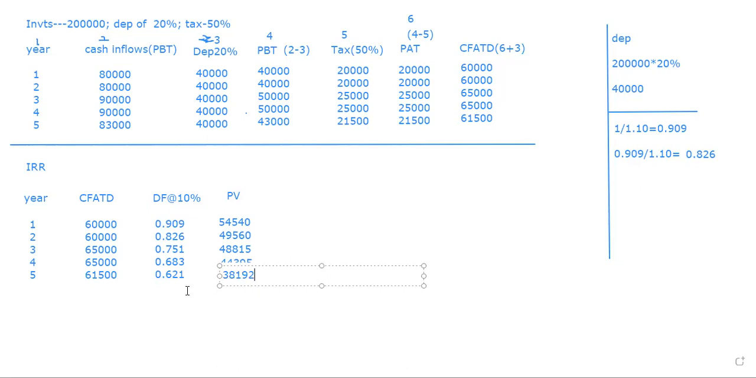38,192, I'm converting it. So this is how we have got all the values. Now I'm going to total it because I want to know: is my investment of 2 lakhs above 2 lakhs or below 2 lakhs? Usually when you have to do an IRR, it is a must that you have one positive and one negative. So that is what I'm going to check. Do I get a positive value or a negative value?